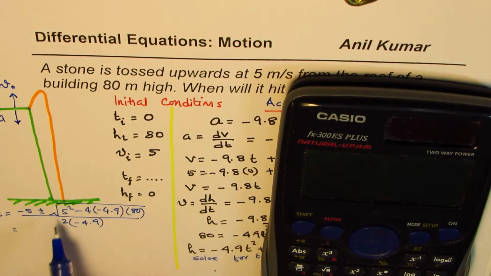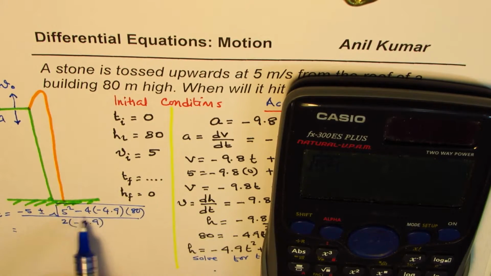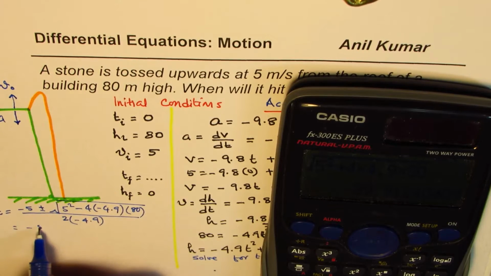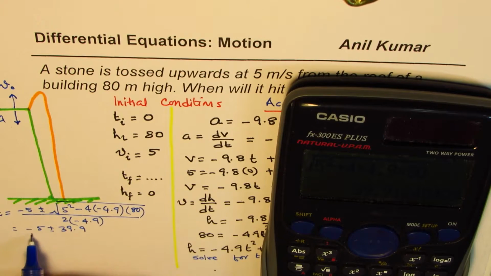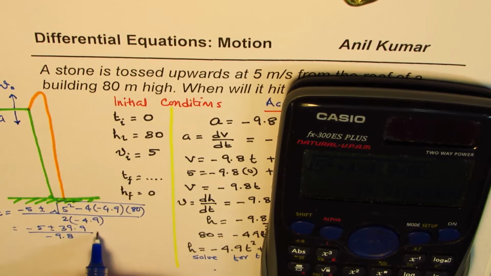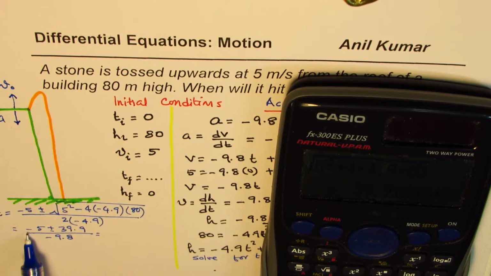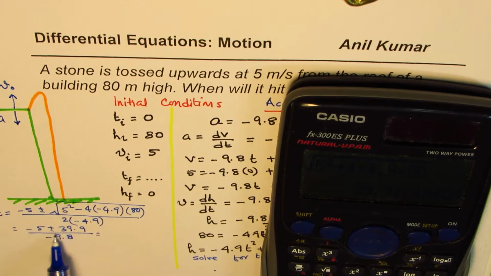So what we get here is, let me calculate the square root part first. It is 5 square, minus is plus, so we'll just do plus 4 times 4.9 times 80. And that is equals to, let's take a decimal value, 39.9. So you could do this as minus 5 plus minus 39.9 divided by minus 9.8, correct? That is what it is. Since these are negative numbers, we'll actually use the negative number here for both. That means negative becomes positive, right?